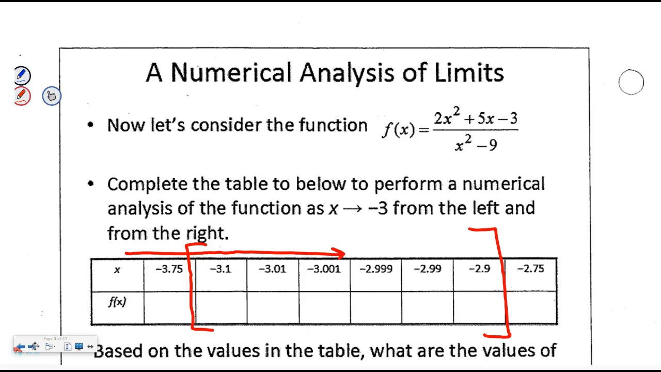And that's one reason I'm not using the book. For these questions, the book had you make a table for every single one of them. And it's just too much busy work. All right? So we're going to share the labor on this one. We're going to approach -3 from the left with row 1, 2, and 3. And we're going to approach -3 from the right with rows 4, 5, and 6. So again, same function. Back to your table.